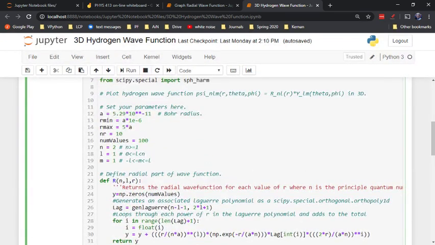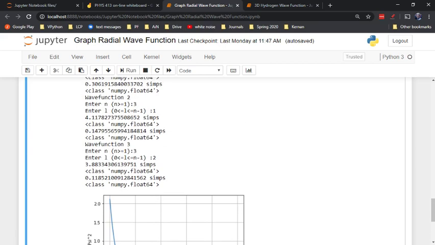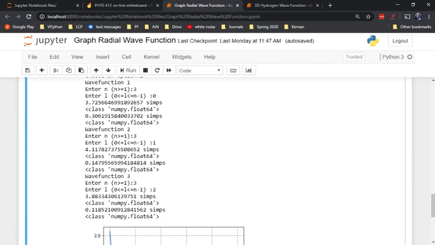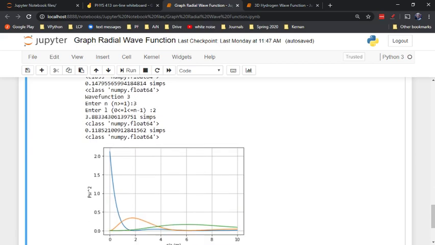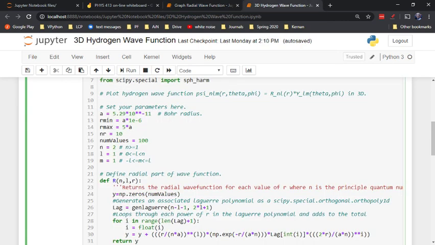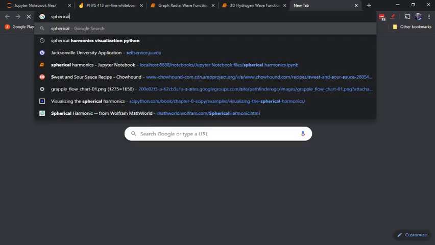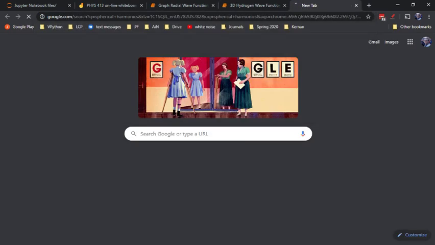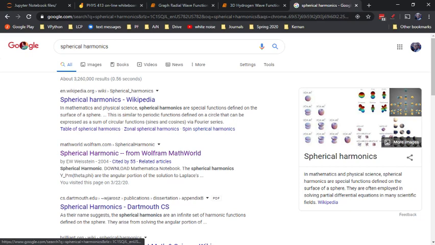So you can play around with this however you want. You can view whatever quantum numbers you want. Last time over here, we were looking at 3 and 2. That's kind of an interesting looking one because it's got a maximum out here. So let's try putting in n equals 3, L equals 2, and let's leave m equals 1. Let me refresh my memory on what these look like.